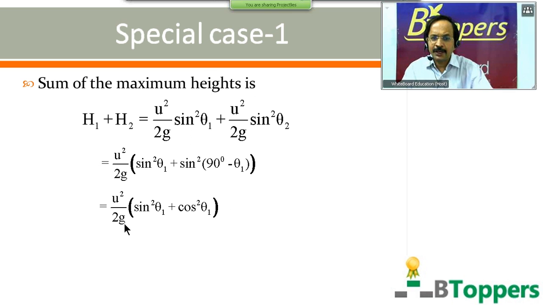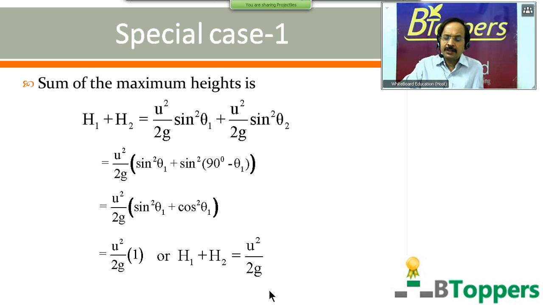So you get h1 plus h2 equal to u square by 2g whole multiplied by sin square theta 1 plus cos square theta 1. Sin square theta 1 plus cos square theta 1 will be equal to 1 from elementary trigonometry. So you get h1 plus h2 equal to u square by 2g. That means if the two bodies are projected with the same initial speed u at complementary angles of projection, then the sum of the maximum heights reached by them will be equal to u square by 2g.